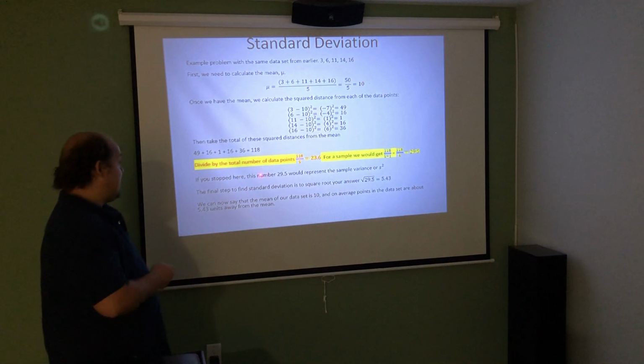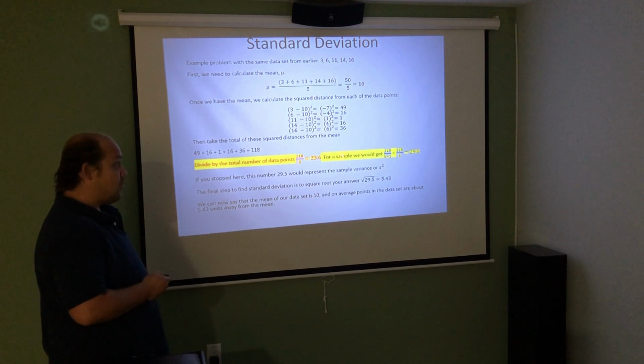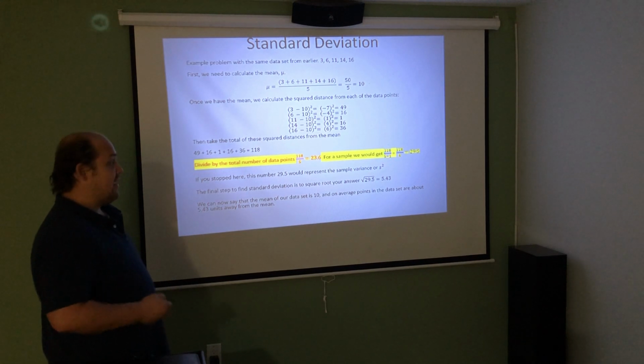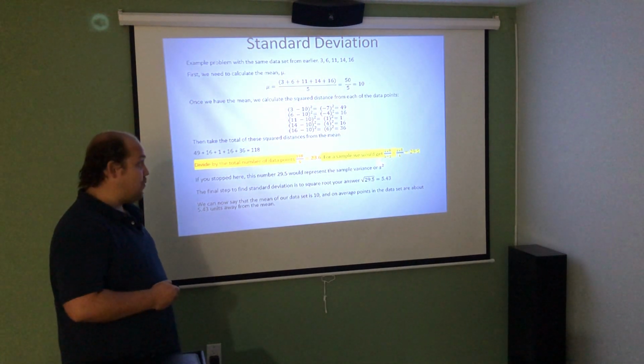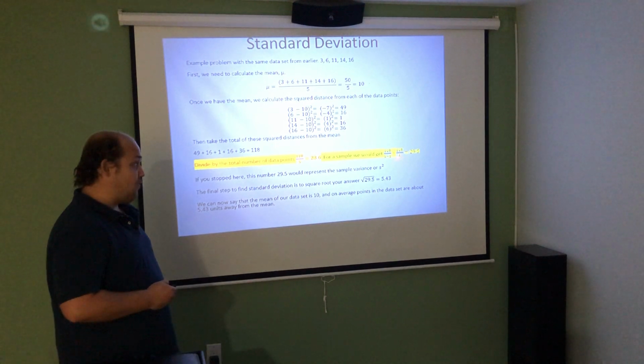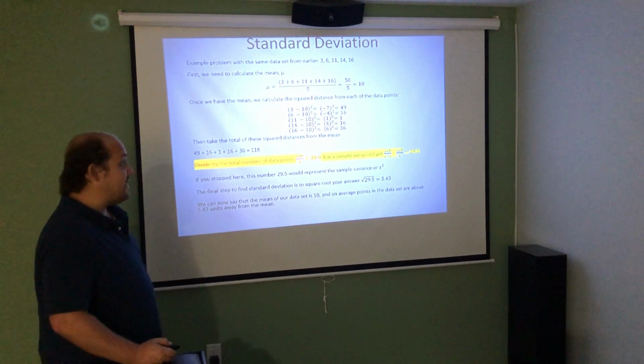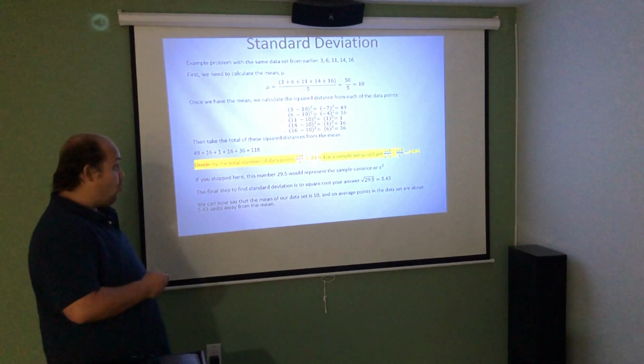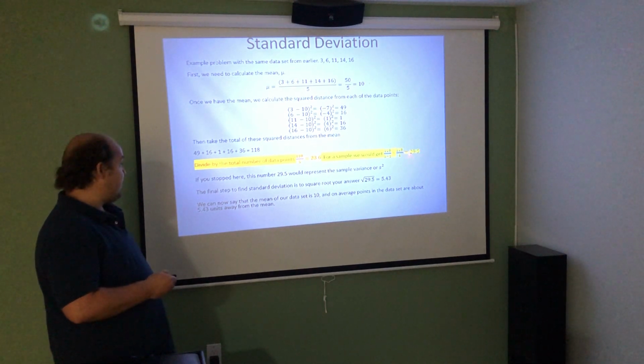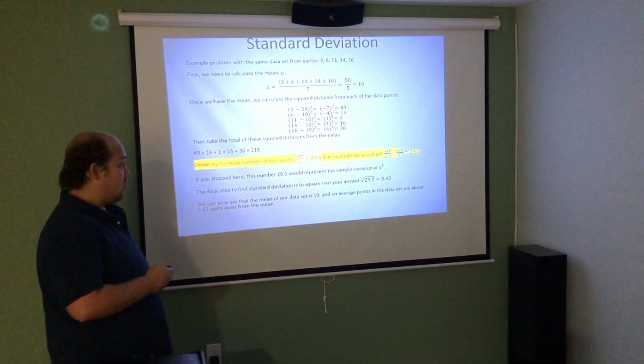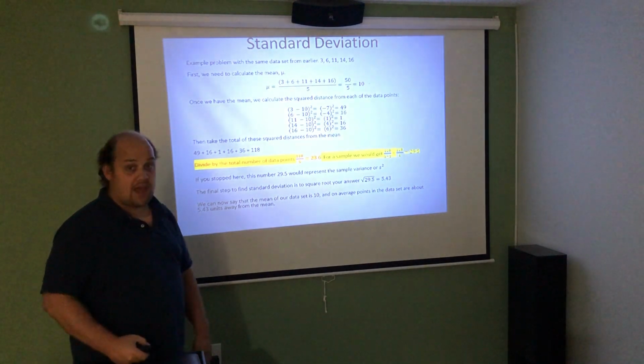Where it changes is now, instead of dividing by 5, or the total number of data points, like we did in a population, since we're doing a sample, we want to divide by the data points minus 1. In this case, since we have 5 data points, 5 minus 1 gives me 4, so I'm going to divide 118 by 4. Notice how much larger that makes this variance. I used to get 23.6, now I get 29.5.